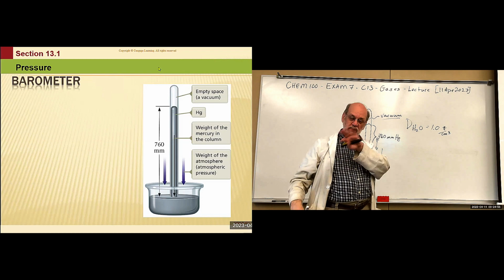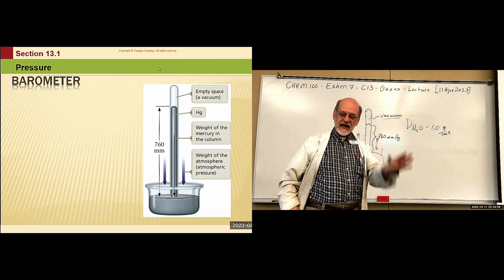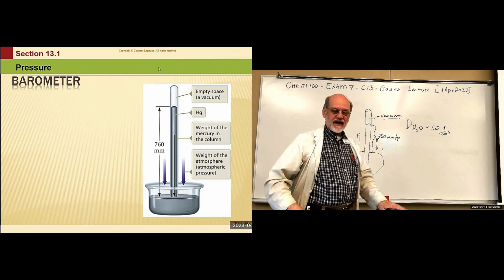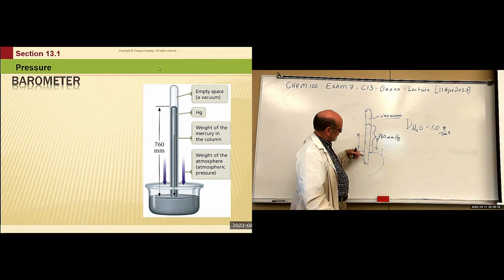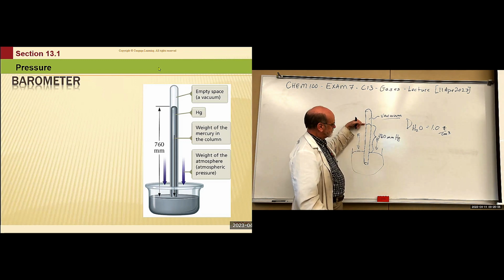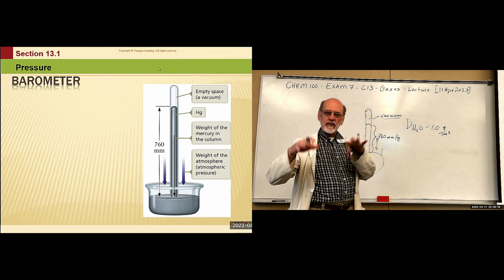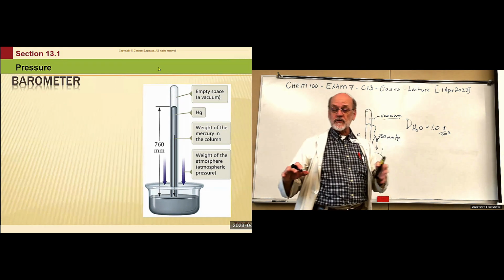He did the same thing, went down from his location down to the sea, and he found that the mercury column moved back up. And it settled in the neighborhood of 760 millimeters for sea level.